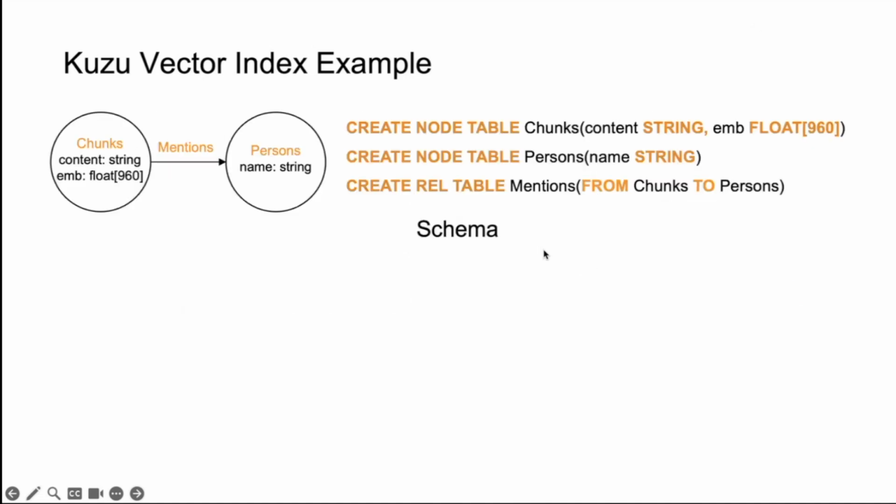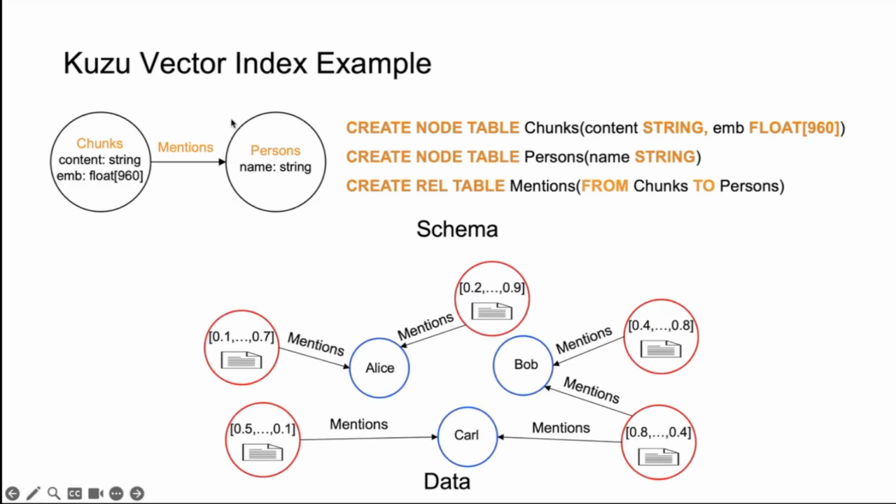Now you can model all of this data in Kuzu with the following schema. You can have chunk nodes that will store the string contents as well as the vector embeddings of those contents, which we are assuming is done outside of Kuzu. And you have person nodes, and you have mentions edges, where each chunk that mentions a person gets a mentions edge from that chunk to the person. So maybe this is your schema, and this could be your data, where your chunks are the red nodes and your person nodes are the blue nodes, and there are mentions edges between them. So this can all be done in Kuzu.